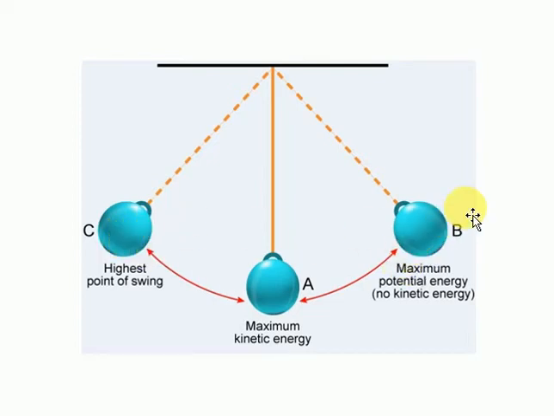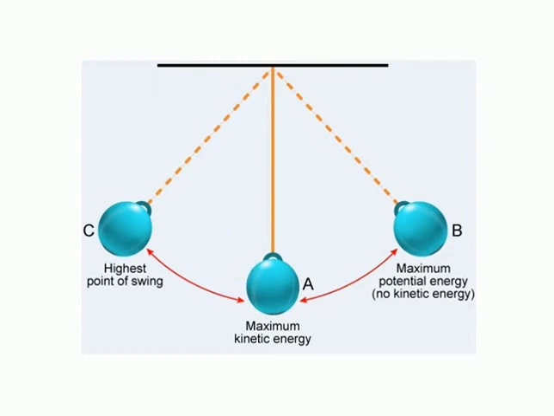At the extreme positions B and C, the potential energy is maximum, while at the mean position the kinetic energy is maximum. The total energy at every instant of time is constant. This proves the law of conservation of energy.